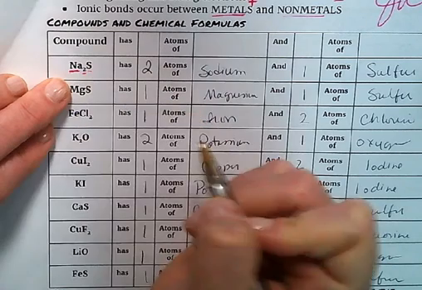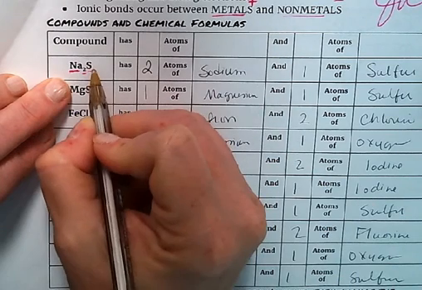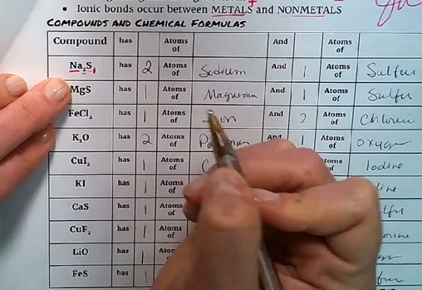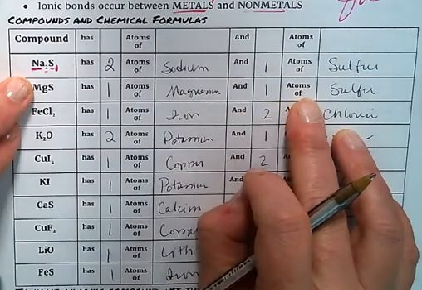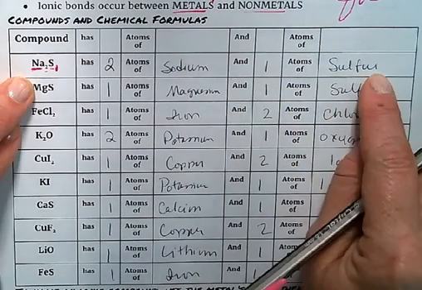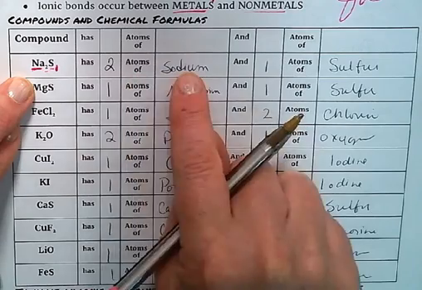And this one doesn't have a subscript, so we assume that that's 1. So that means I have 1 atom of sulfur. So that's how I fill in my chart right here. We're just identifying how many atoms of what elements I have. So I have 2 atoms of sodium and 1 atom of sulfur.